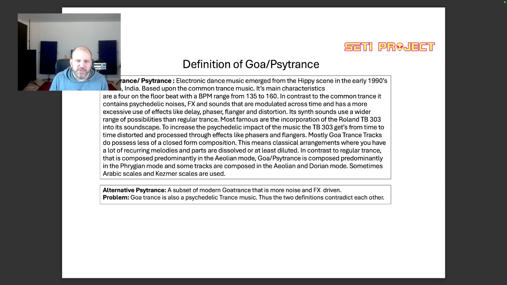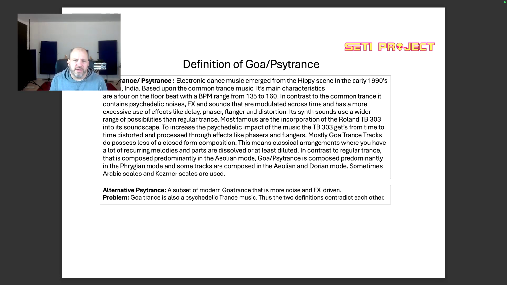What I would like to add here, maybe I do it: most famous is the incorporation of the Roland TB303 into its soundscape. To increase the psychedelic impact of the music, the TB303 gets distorted from time to time and processed through effects like phasers and flangers. Mostly Goa Trance tracks possess less of a closed-form composition.